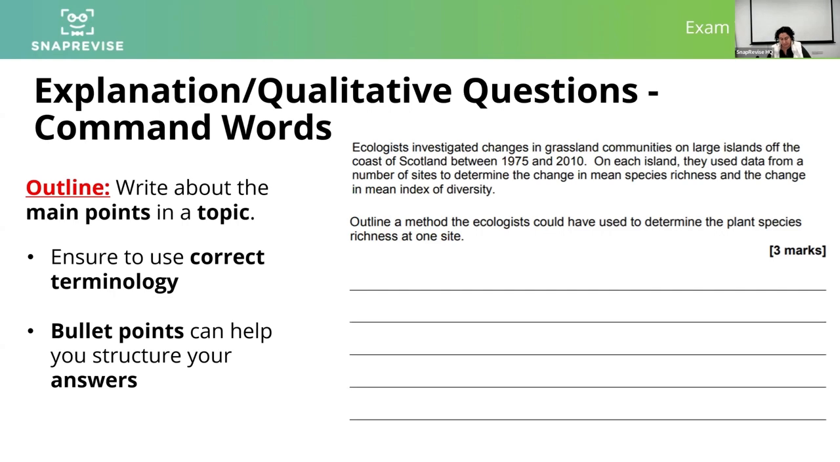So, ecologists investigated changes in grassland communities on large islands off the coast of Scotland between 1975 and 2010. On each island, they used data from a number of sites to determine the change in mean species richness and the change in mean index of diversity. Outline a method that the ecologists could have used to determine the plant species richness at one site.